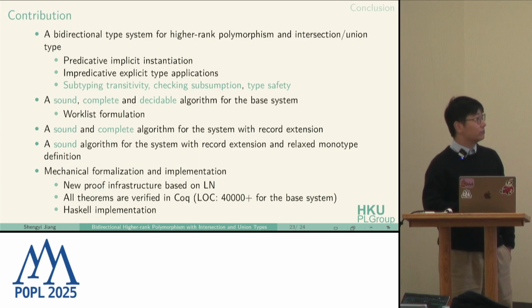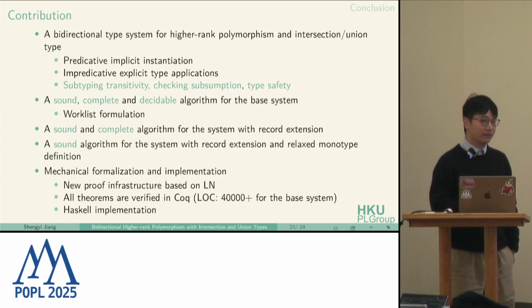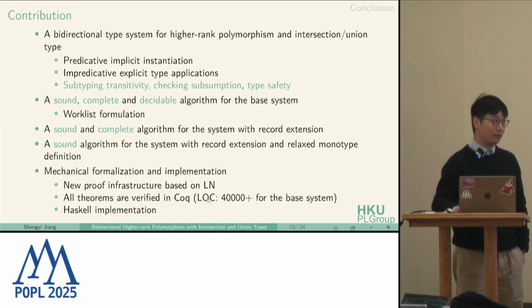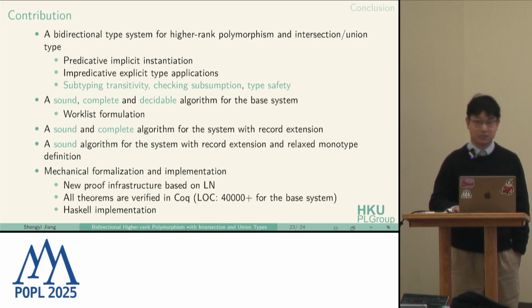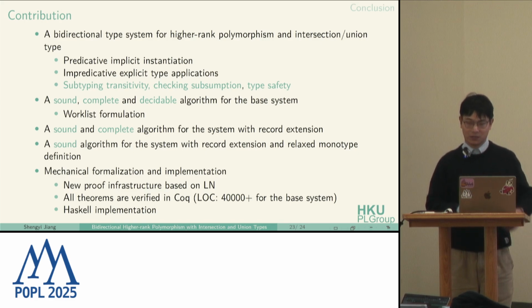So let's go to the conclusion. This is a summary of the contributions of our system. We have a bidirectional system for higher-rank polymorphism with intersection and union types, and it has good properties. We also have a sound, complete, and decidable algorithm for this system. We then studied two extensions in our paper. The first one supports records, and the second one supports both records and a relaxed monotype definition. All the things are formalized in Coq, and we also provide a prototype implementation in Haskell. Thank you, everyone. Questions are welcome.